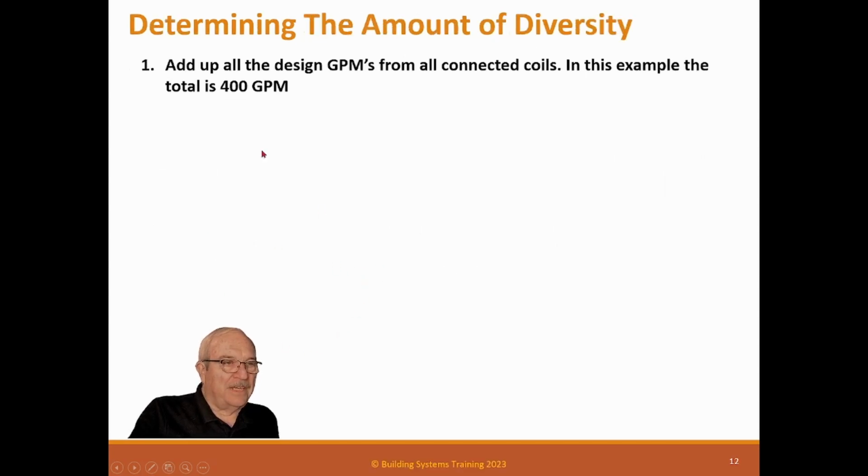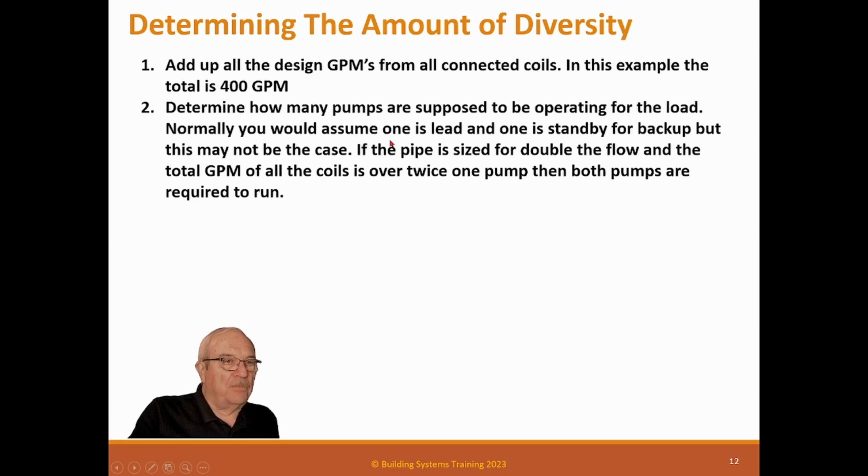So first thing, add up all the design GPMs from all connected coils. In this example, the total is 400 GPM. Determine how many pumps are supposed to be operating for the load. This you've got to figure out, because no one's going to tell you. The drawings don't tell you. There's a hint in the control sequence. You want to go read the sequence, but even that, you need to test a couple of other things. Normally, you would assume with this job it has 2 pumps. One is lead and one is standby for backup.